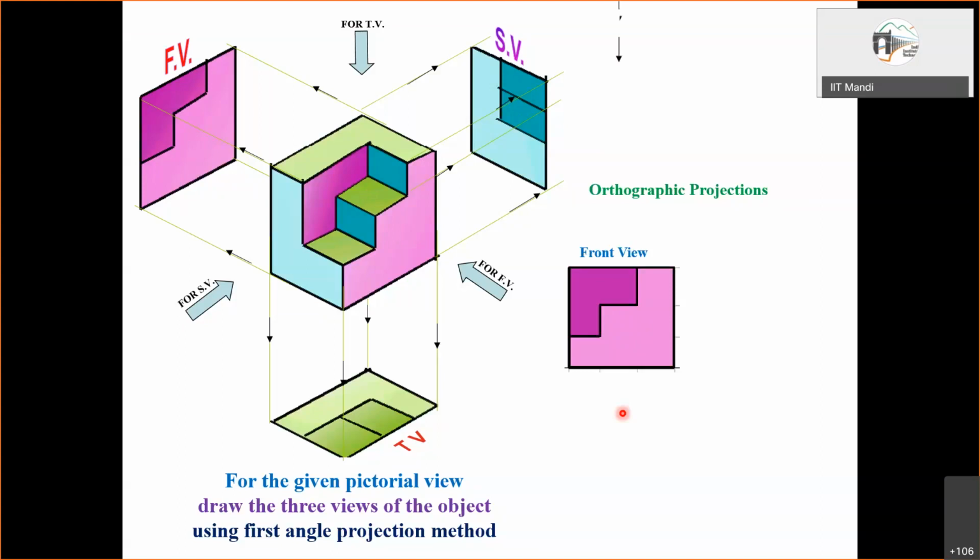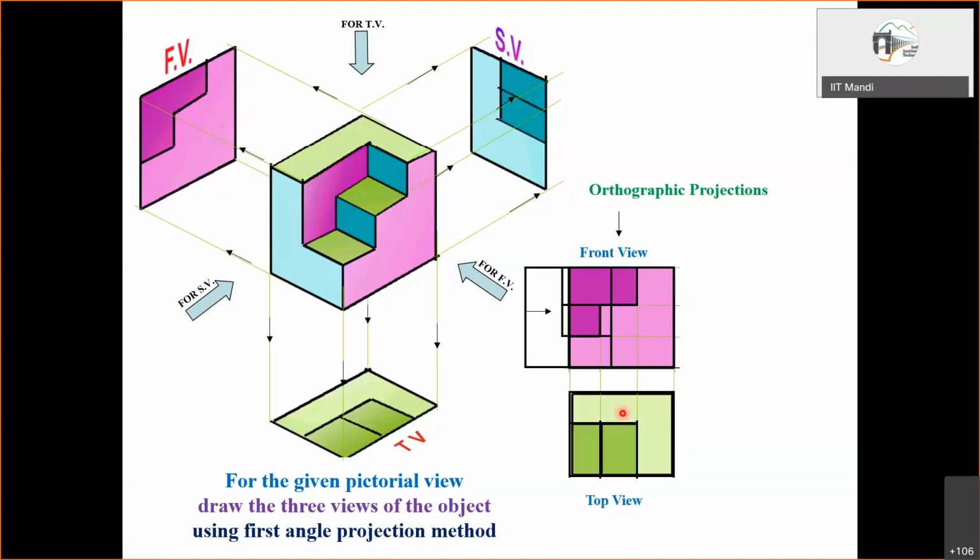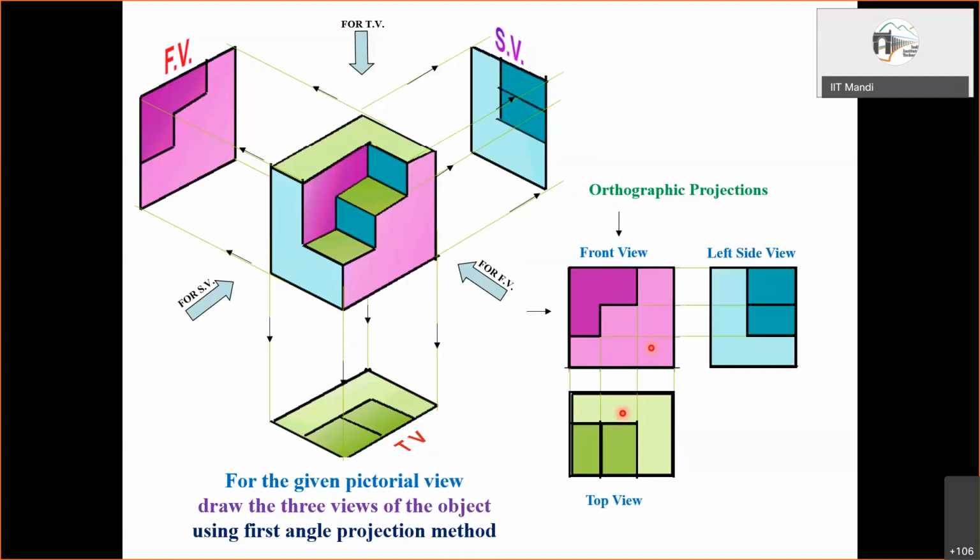This front view, okay, then top view, and then this side. So you see, this is the front view. The left side view is at the right. So this is of course first angle projection, right? And top view is below the front. Okay. So this is as per the first angle projection method.